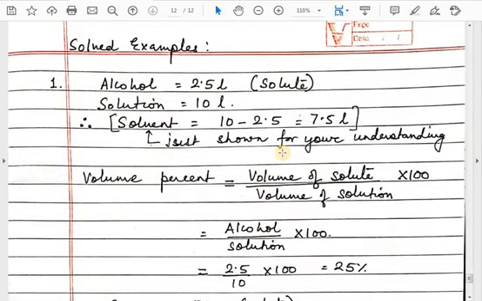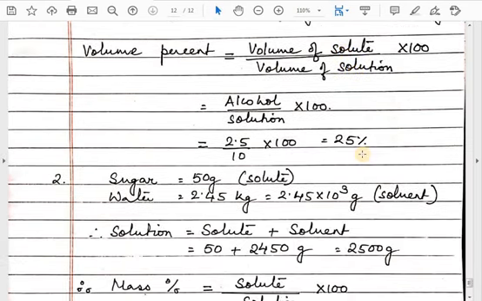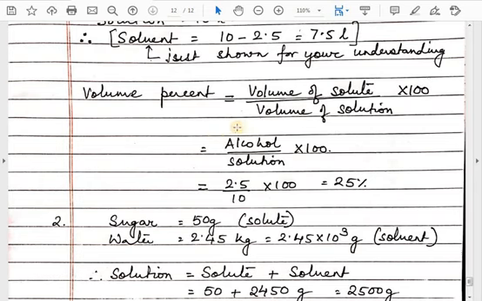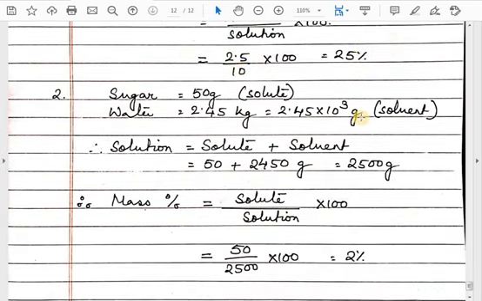You see the calculation over here. In the first example, alcohol was given as 2.5 liter, solution was 10 liter, and you can find out the solvent. Volume percent is volume of solute divided by volume of solution into 100. Volume of solute means volume of alcohol divided by the solution into 100. So 2.5 divided by 10 into 100 is 25%.